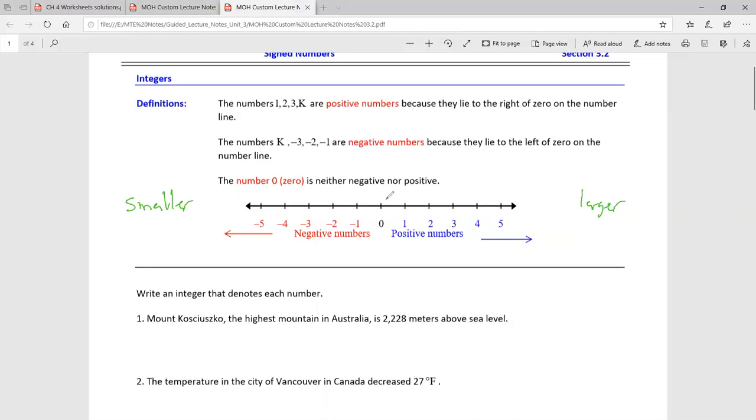So that's how we arrange our positive and negative numbers. And they say, write an integer that denotes each number. An integer is just saying if a number has a sign or not. Positive, no sign. Negative, you throw a little dash in front of it.